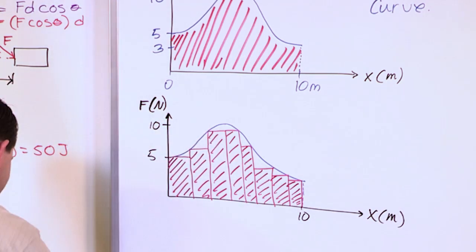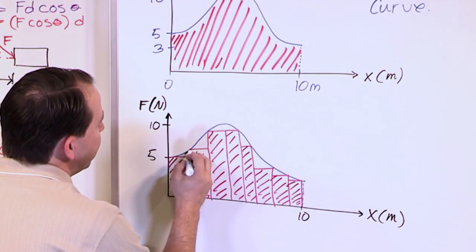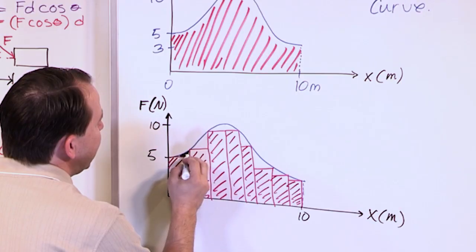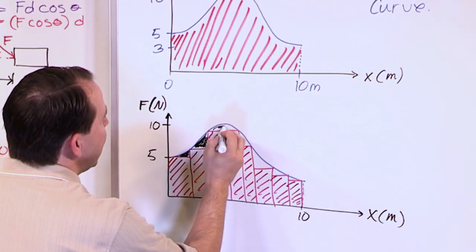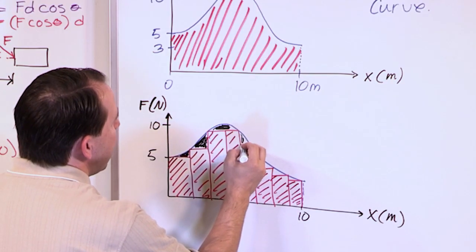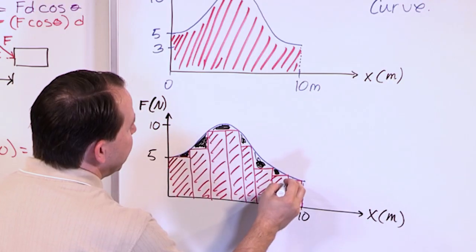But notice how it's never going to give you an exact answer because I have all of this dead space here that's not covered by any of these rectangles. I got a lot of dead space here that's not covered by a rectangle, a lot of space at the top of the curve that's not covered. I've got space everywhere. All this space that I'm coloring in black is not covered by any of these rectangles.